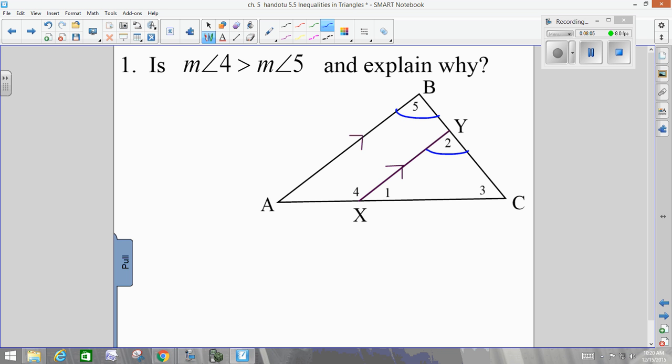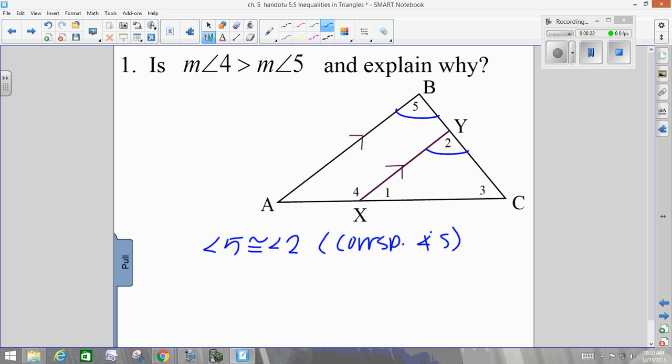Okay, so he said that angle 5 is congruent to angle 2 because they're corresponding angles. You guys agree with him? Since I have parallel lines, my corresponding angles have to be congruent. Okay, then what'd you say now, Rain?